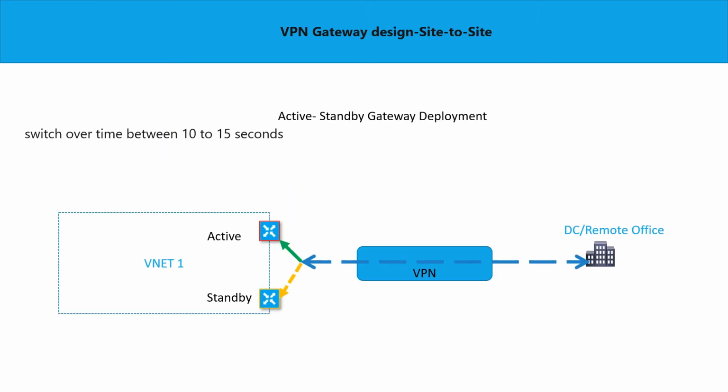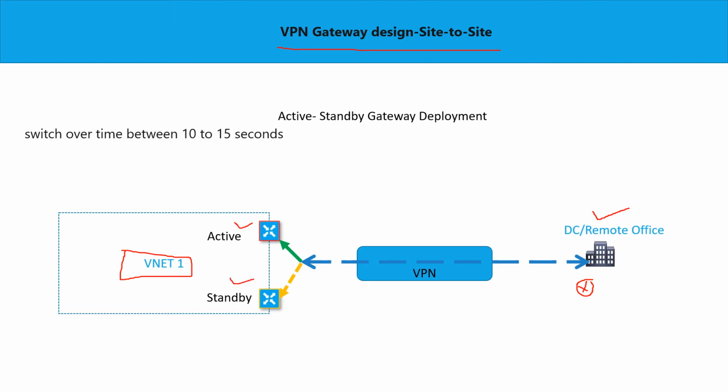Let's talk about a design which is site to site. For this example, I have a DC, the remote offices, where I might have some sort of router or firewall and want to establish connectivity to Azure. So I have a VNet 1. In this VNet 1, I have already provisioned the gateway. Whenever I provision the VPN gateway, it is going to install two VMs.